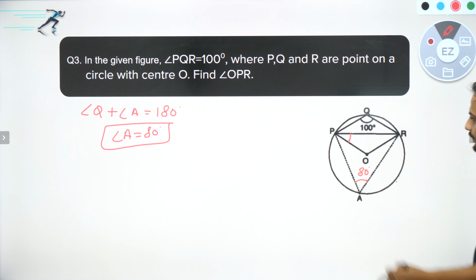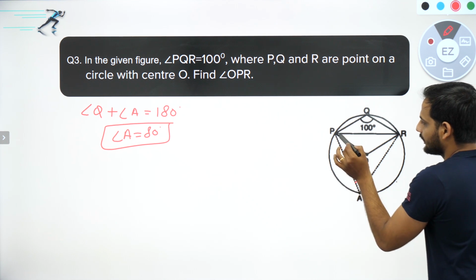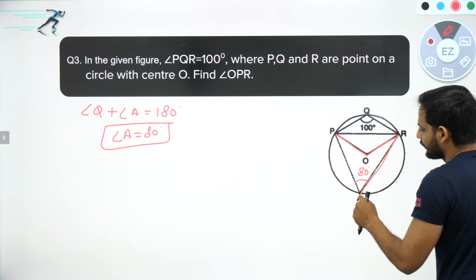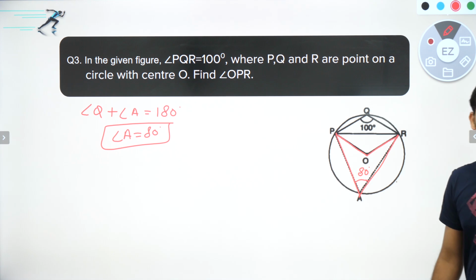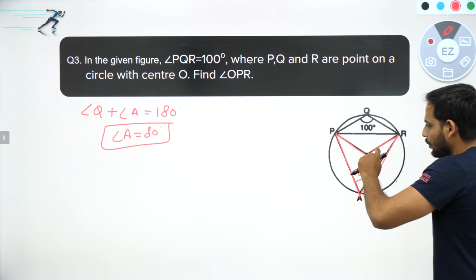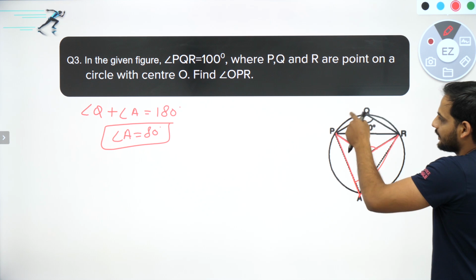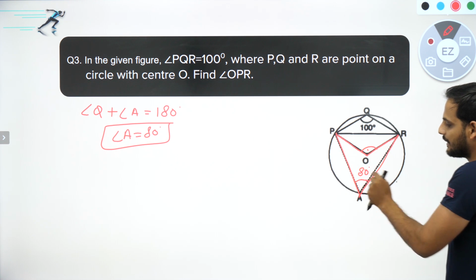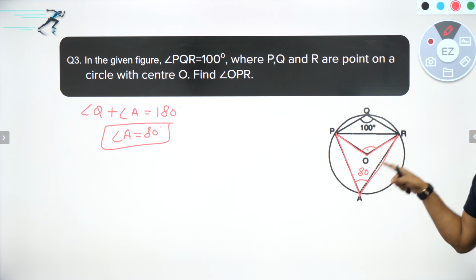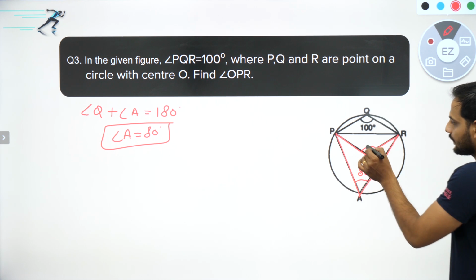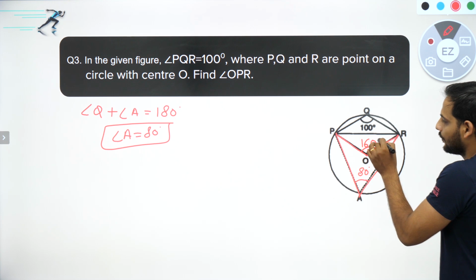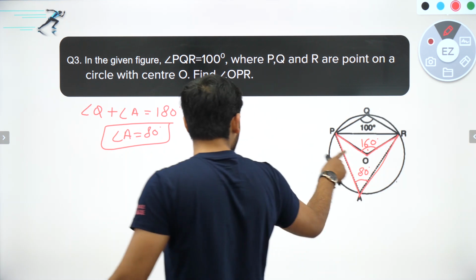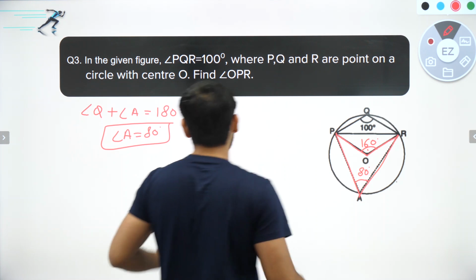Now does this figure look similar to you? Have you seen this figure? Yes, you have seen this figure. You know that the angle subtended by this arc PQR at the center will be double of the angle at the circumference. So if this angle is 80 degrees, this angle will be 160 degrees. Correct? Now, once you have got this angle, let's talk about triangle POR.